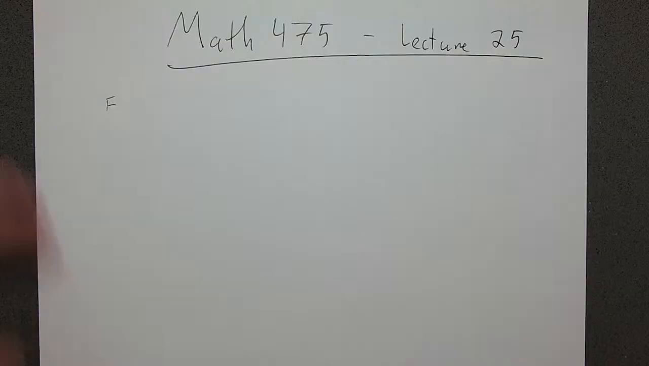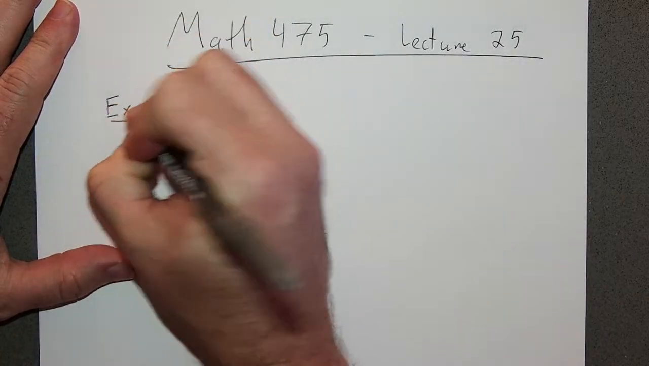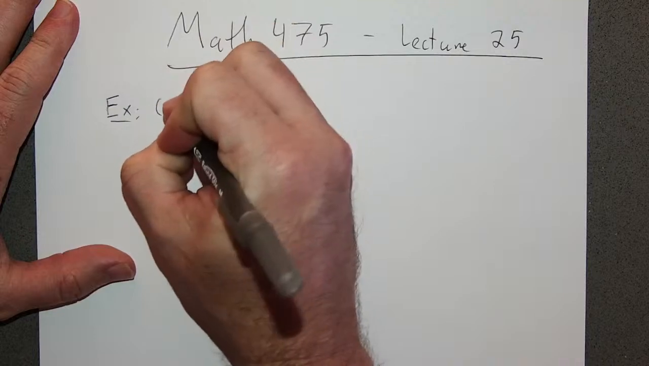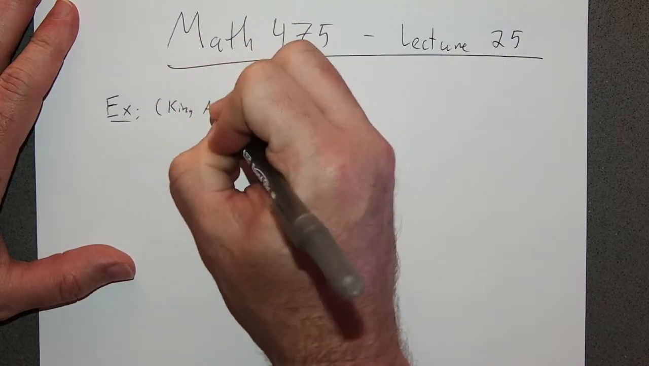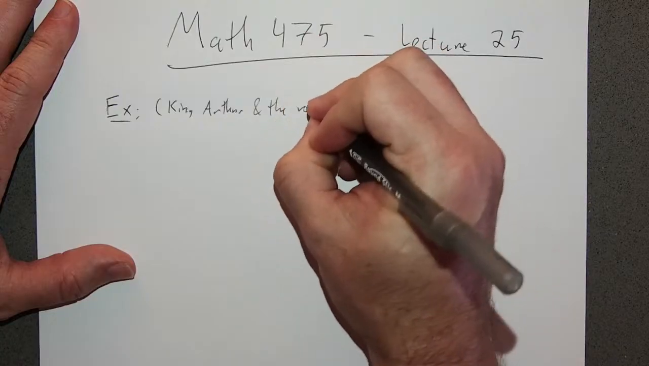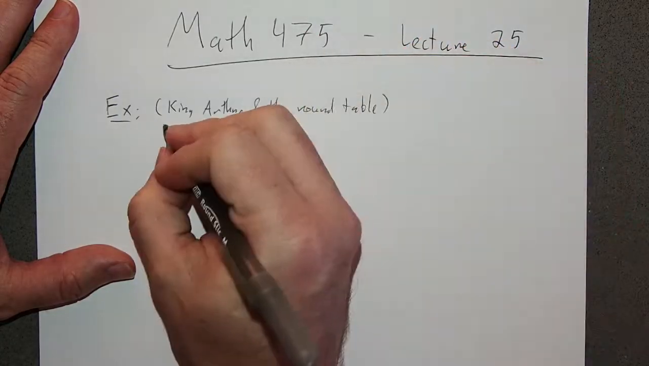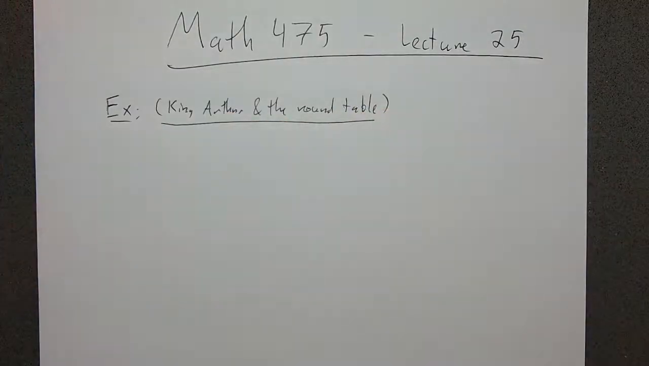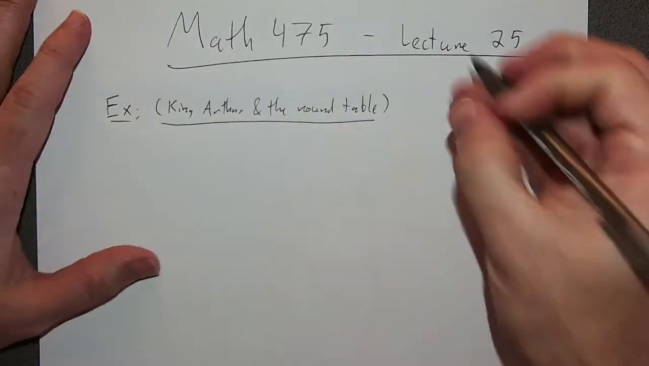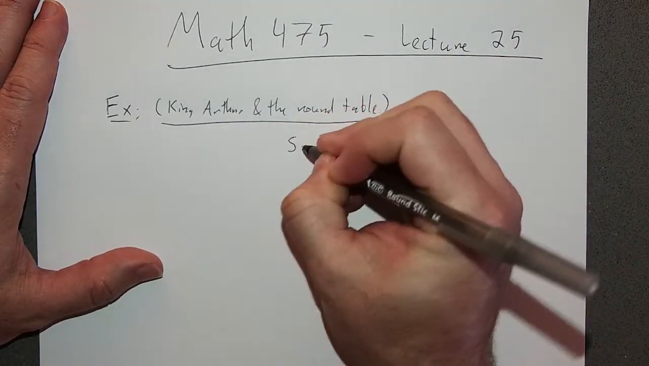So, example here. This is King Arthur and the Round Table. So in this example, what is the set S?